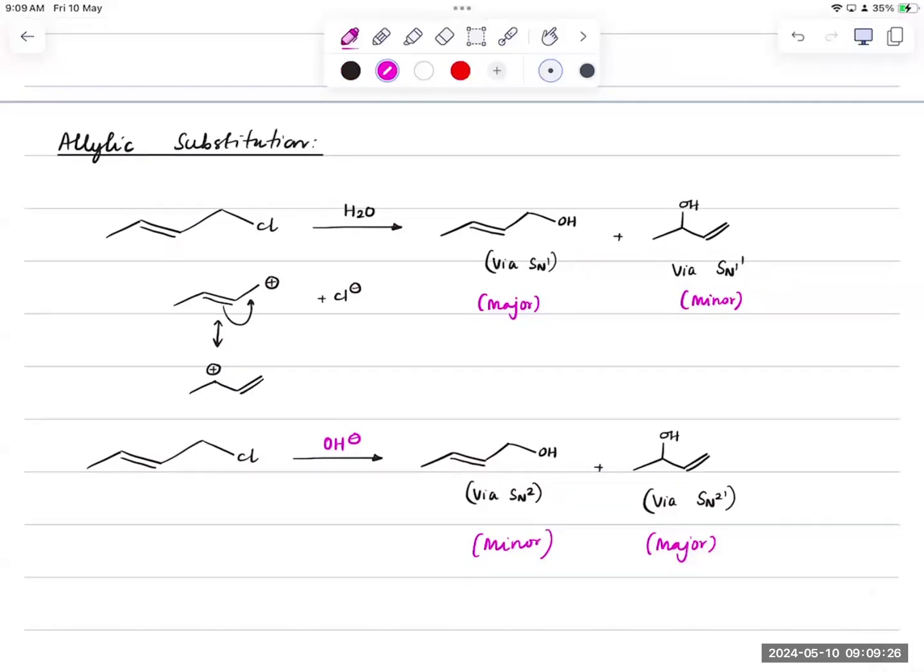I hope all of you understood how allylic substitution works. Check if anybody has a doubt, let me know.